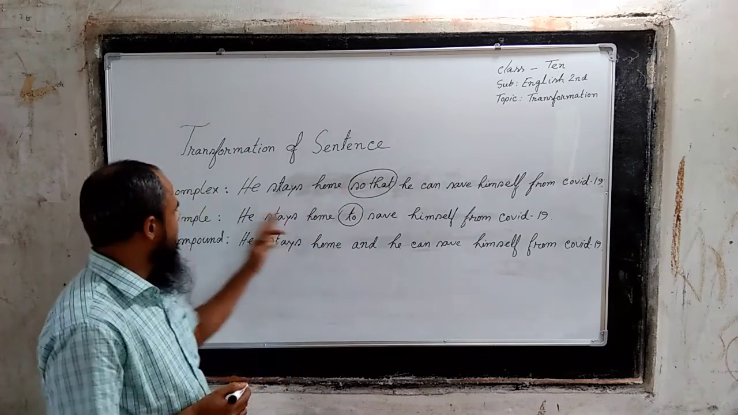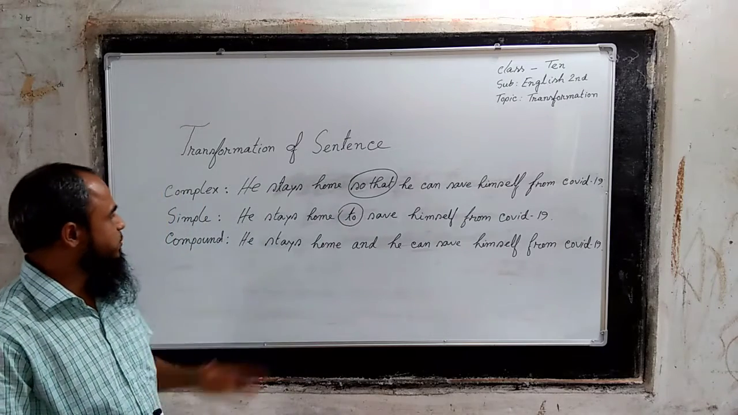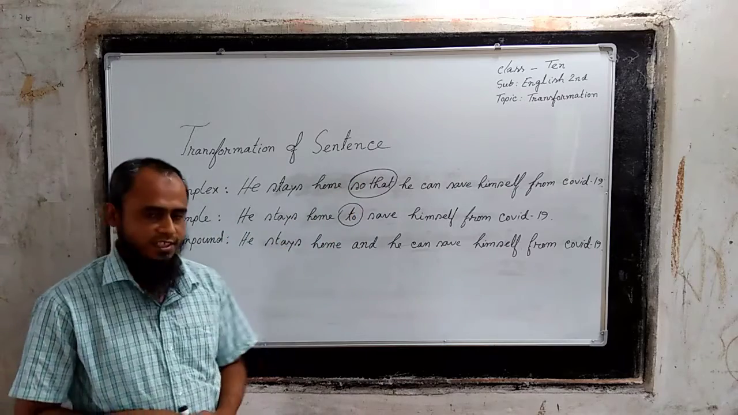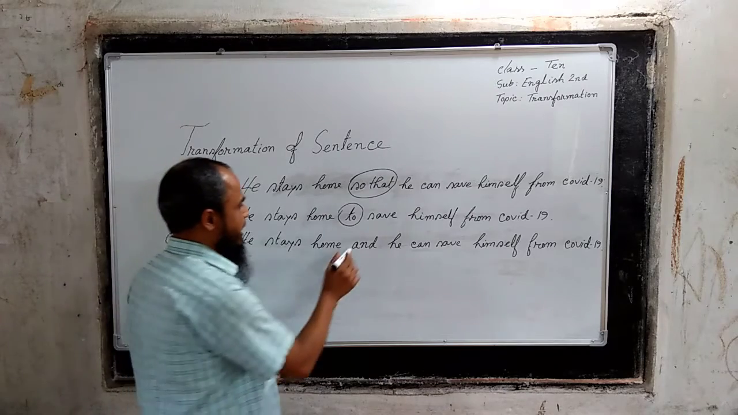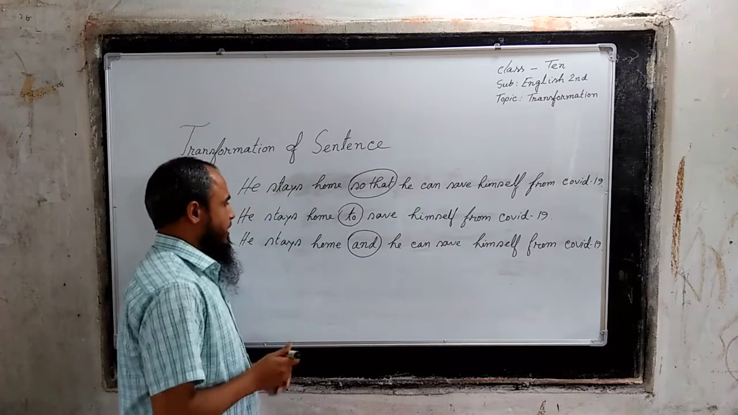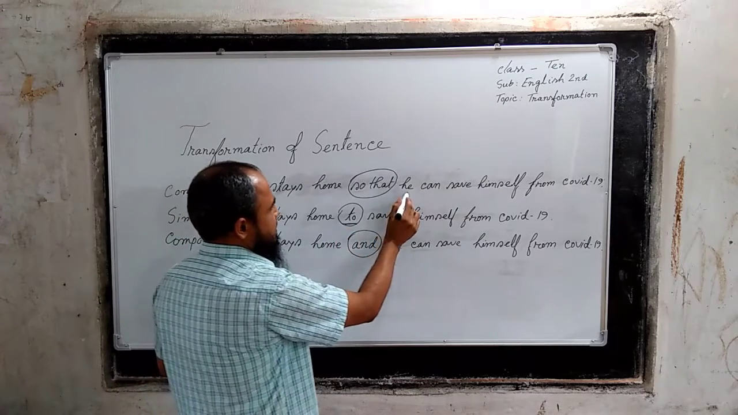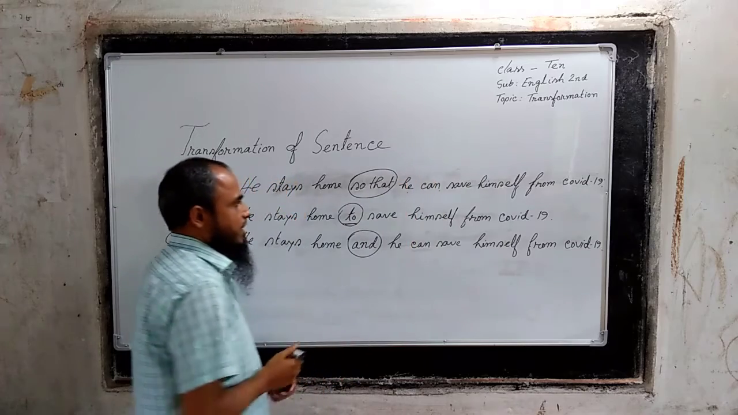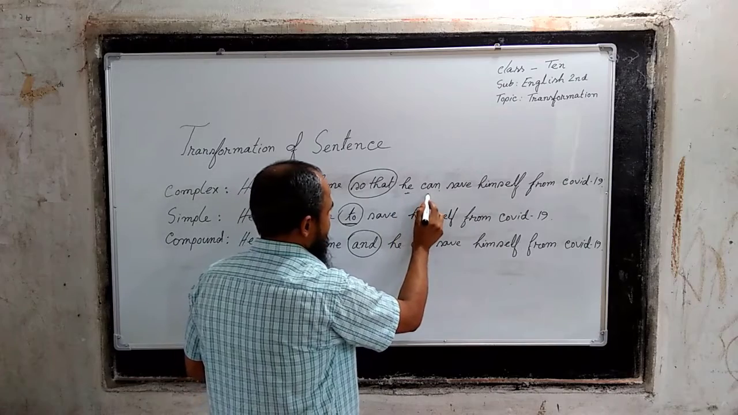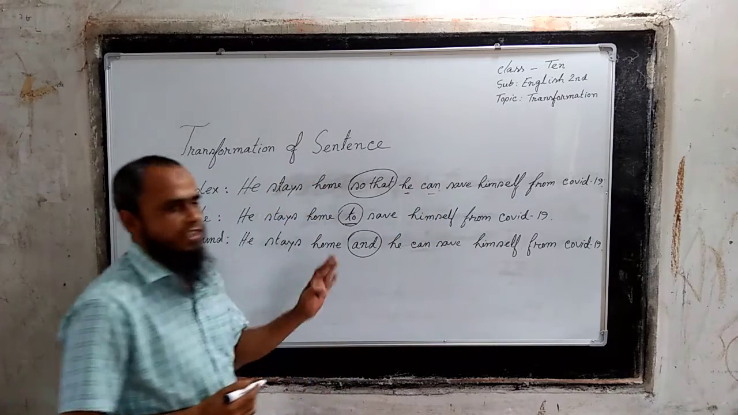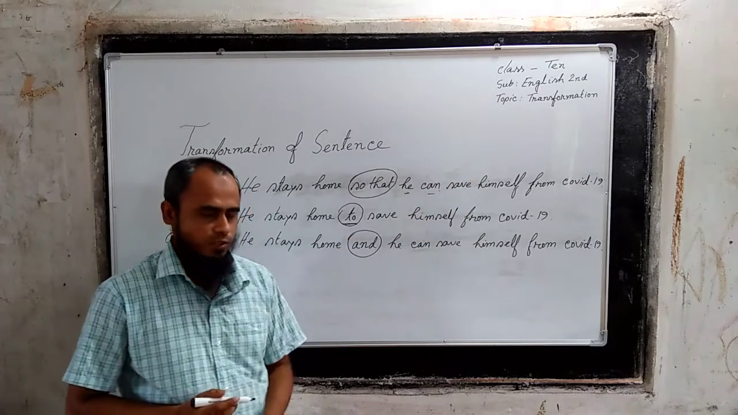So if you find "so that" in a complex sentence and you are told to make it a simple sentence, then you will use only "to" instead of "so that". And if you are told to make it a compound sentence, you will use only "and". Here, after using "to", you will reject the subject and modal verb. Before the principal verb there is a subject and a modal verb, and you will reject them. After that, you will use the verb and the extension in the sentence.